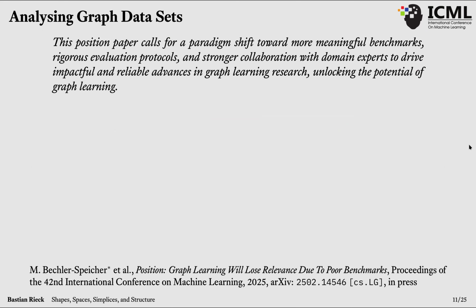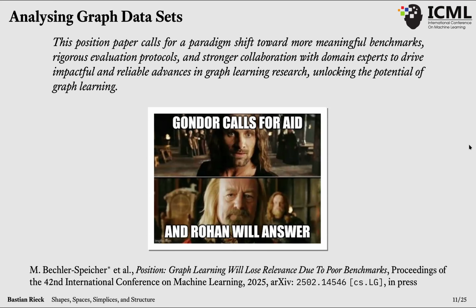But more recently, we found that people were looking into the benchmark data sets themselves. There's a great position paper by Maya Bechler-Speicher and many others, "Graph learning will lose relevance due to poor benchmarks," where they say this paper calls for a paradigm shift toward more meaningful benchmarks, rigorous evaluation protocols, and stronger collaboration with domain experts to drive impactful and reliable advances in graph learning research, thus unlocking the potential of graph learning. The way to paraphrase this is we saw this as Gondor calls for aid and Rohan will answer. I'm telling you why in a second.